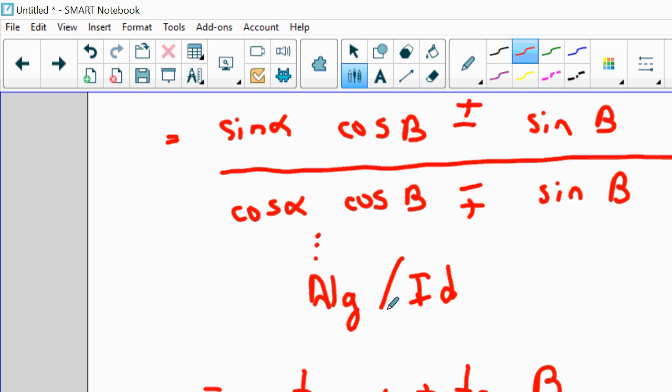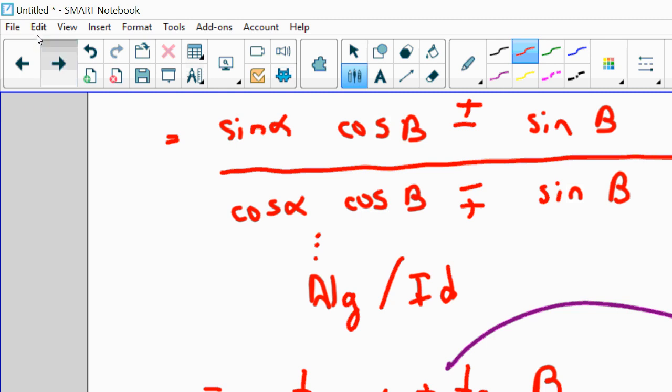We don't have the ones for secant, cosecant, and cotangent. We don't. Do they exist? Sure they do, but we don't use them. Anyway, that's your formula for tangent alpha plus or minus beta. See, plus goes with plus, minus goes with minus, but plus goes with minus, and minus goes with plus.